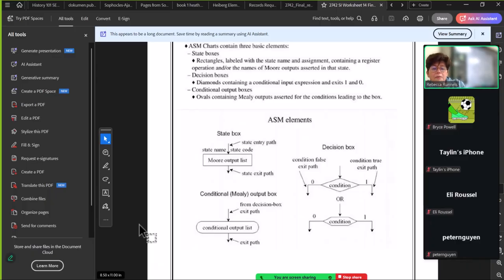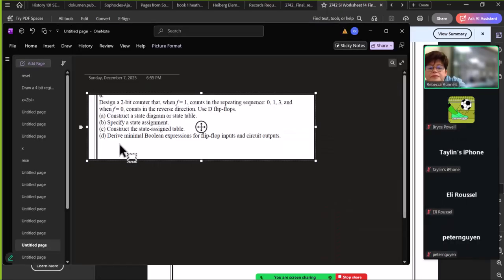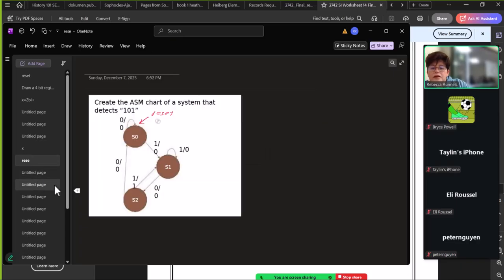Now, if you have a Mealy and the output is 0, you don't have to put it. You only put outputs of 1. So we'll see how that works. Okay, so let's go back.